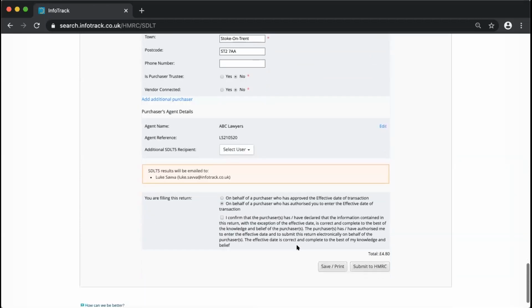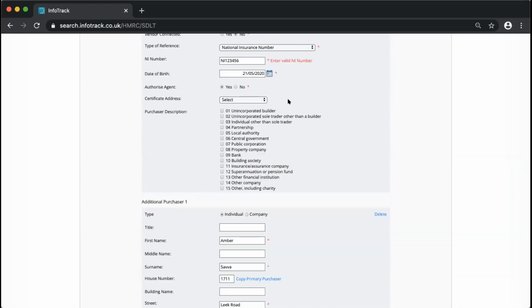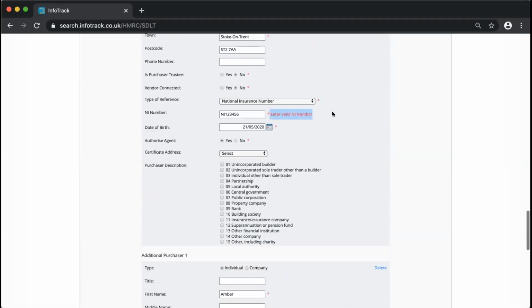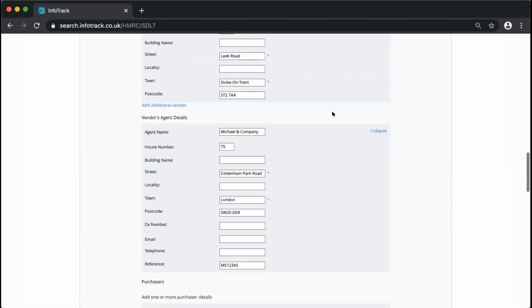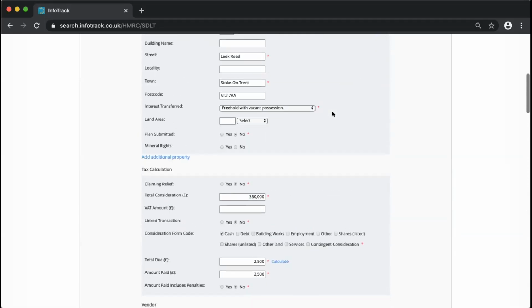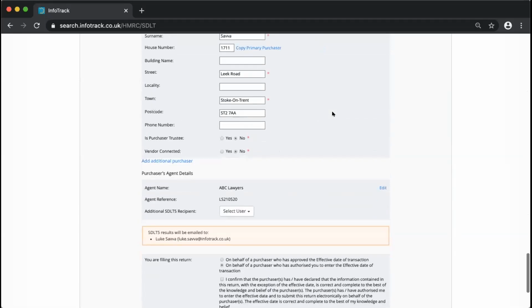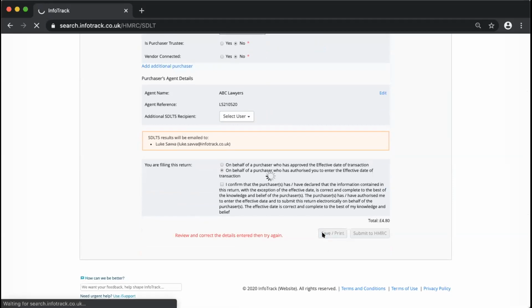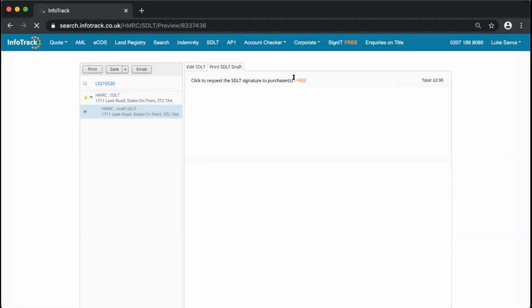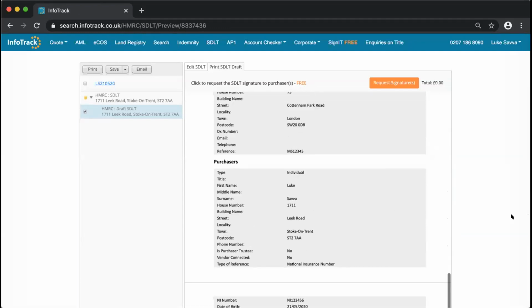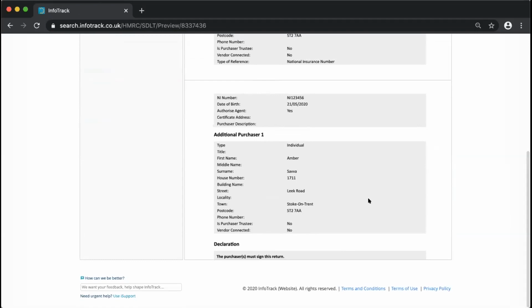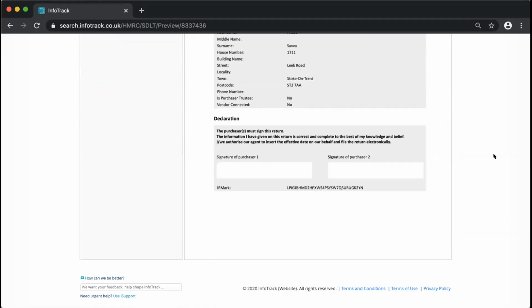So I'll go ahead and submit that. And you'll see that our validation stops you submitting an SDLT without valid credentials, so without a valid NI number, or other issues if they do present themselves. So I'll save this as a draft here, and it creates a nice document that can be shared with your client and signed, or even take advantage of our current free Sign It tool. Send that off to a client to sign a declaration at the very bottom to say that they are happy with the information provided.